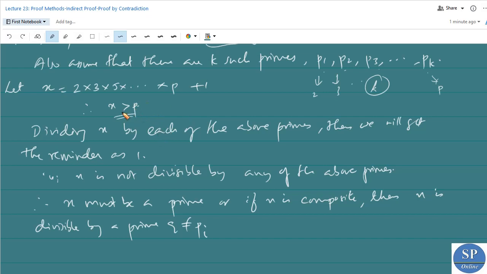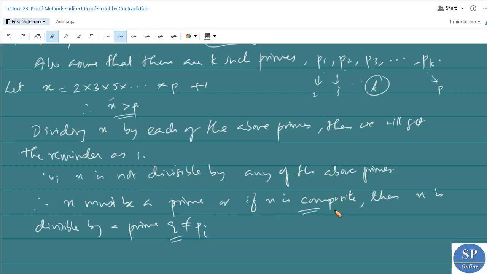So if we divide this x by any of these primes, we will get the remainder as 1. That is, x is not divisible by any of these primes. Therefore x must be either a prime, or if x is a composite, then x is divisible by a prime, but x is not divisible by these primes, so x is divisible by another prime which can be taken as q. So in either case, there are more than k primes, because if x is a prime, then we have the primes 2, 3, 5, etc., p, x. So we have more than k primes.